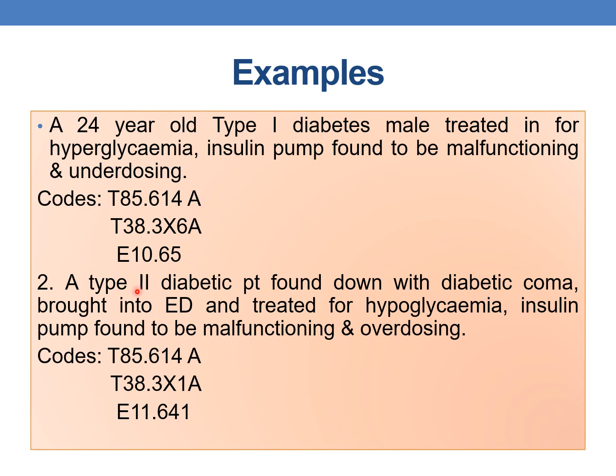The next case is a type 2 diabetic patient found down with diabetic coma, brought into ED and treated for hypoglycemia, low sugar. Insulin pump found to be malfunctioning and overdosing. The codes given here are T85.614A, followed by T38.3x1A, and finally E11.641. Type 2 diabetes mellitus with diabetic coma.